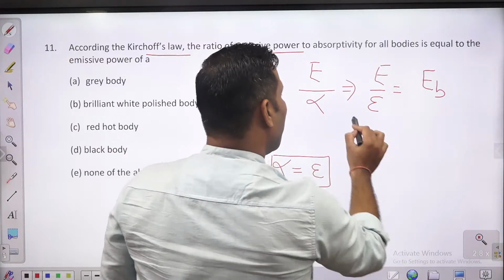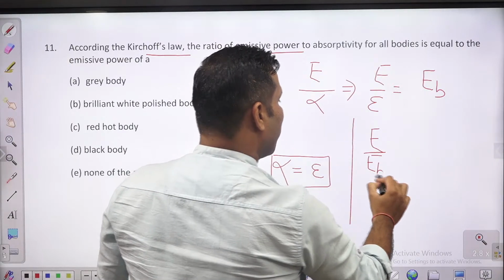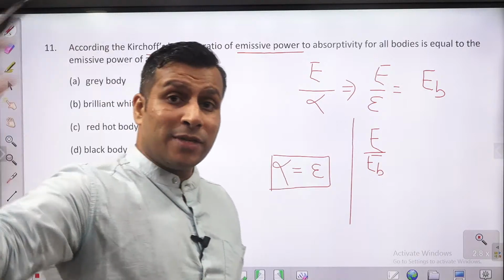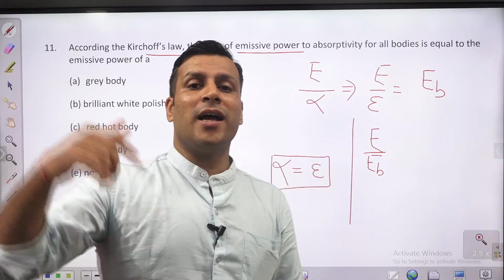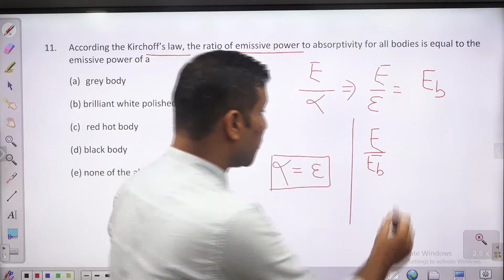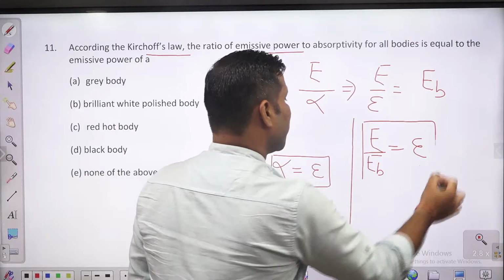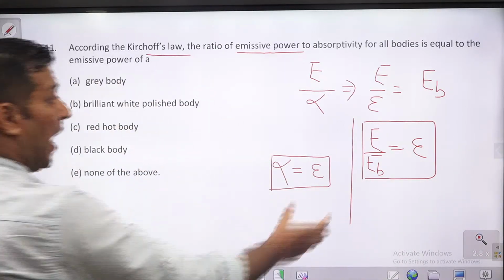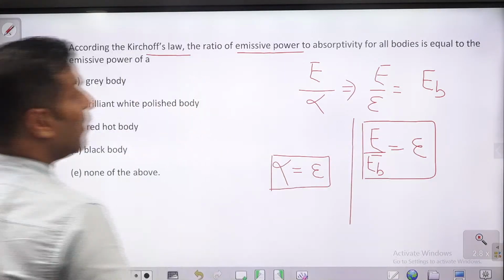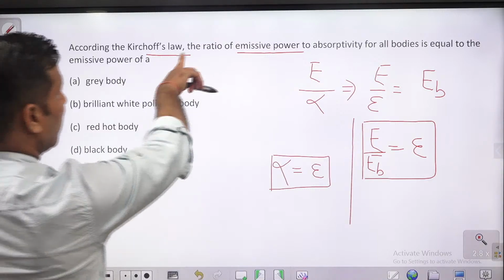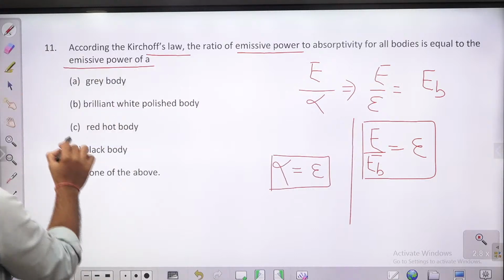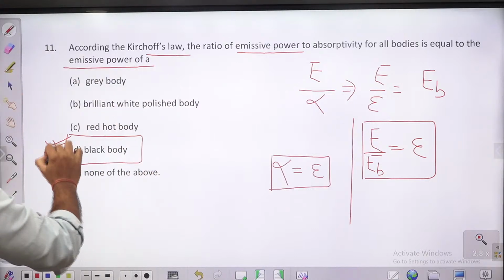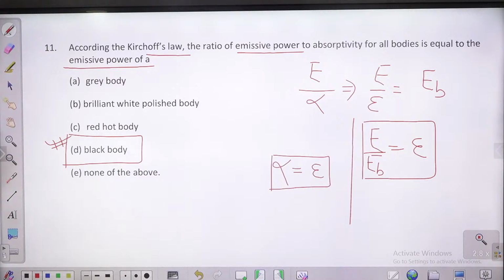EB. Why? Because the ratio of the hemispherical emissive power of a general body to the hemispherical emissive power of a black body is known as emissivity. So emissivity gives us a reference for the emissive power of a body in comparison to the black body. So this ratio of emissive power to absorptivity is nothing but the hemispherical emissive power of a black body. So option D is the right answer. Fine, let us move to the next question.